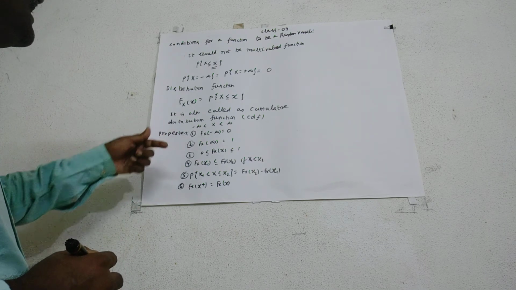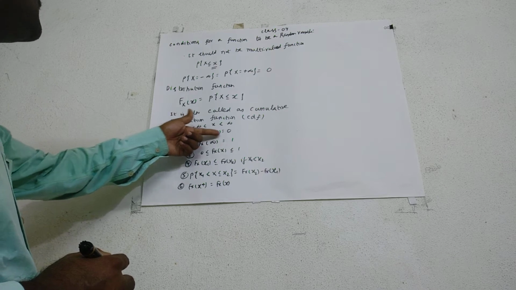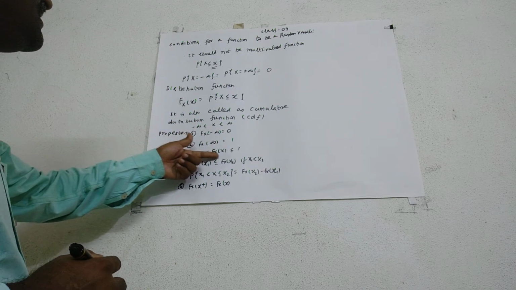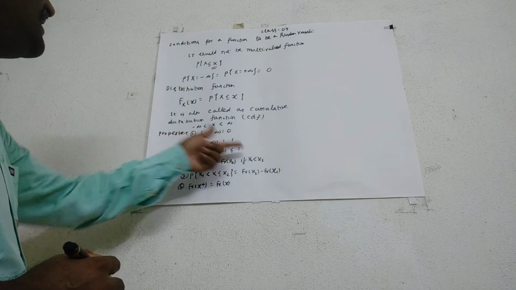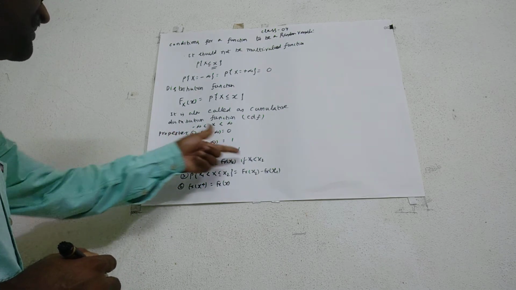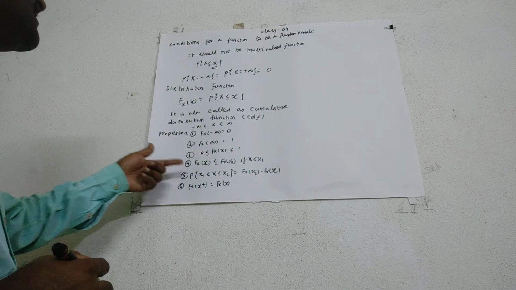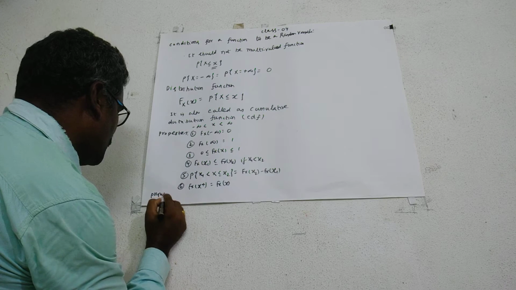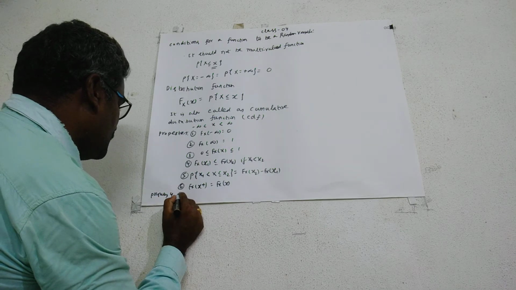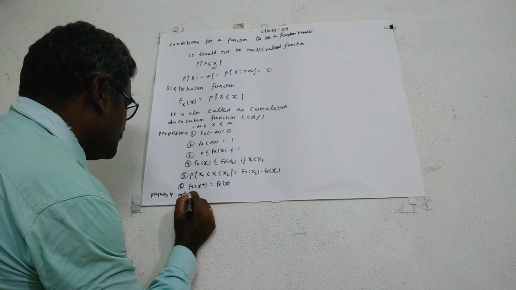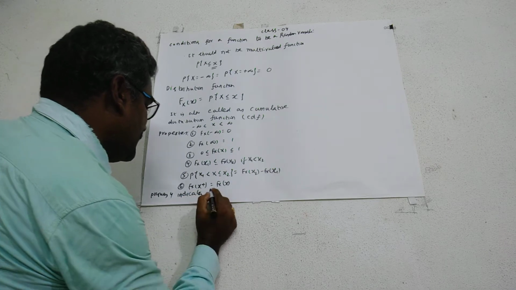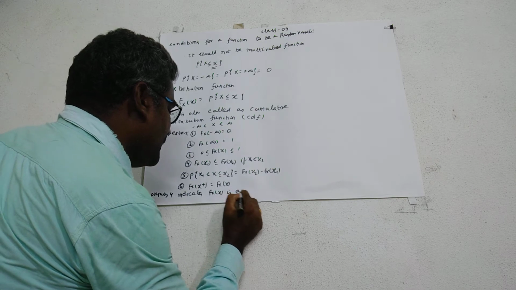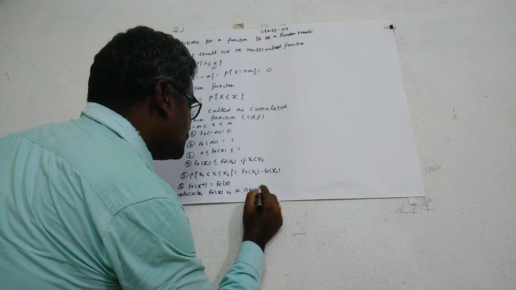Okay, let us go in detail. The first property states that Fx of minus infinity is equal to 0, Fx of infinity is equal to 1. Third property, distribution function is bounded between 0 and 1. Next one, fourth property. What does the fourth property indicate here? Property 4 indicates that the distribution function Fx of x is a non-decreasing function of x.